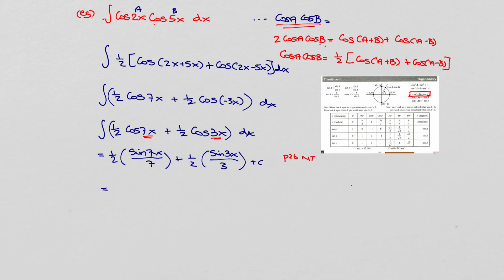So one last thing to do is just tidy up. We have a half times sine 7x over 7, so therefore that's going to be sine 7x over 14. And then a half times sine 3x over 3 is sine 3x over 6. And then that's plus c. So that is our answer.